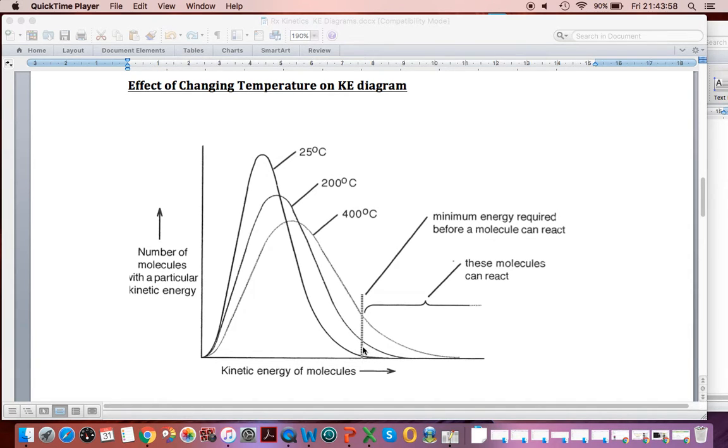Here it's a tiny area, now our area's gotten bigger. And when we get to 400, all these particles to the right of the activation energy have the capacity to react. And so that's going to be way, way more than initially. And that's what happens. Increased temperature, we shift the distribution to the right, and more particles have the activation energy.